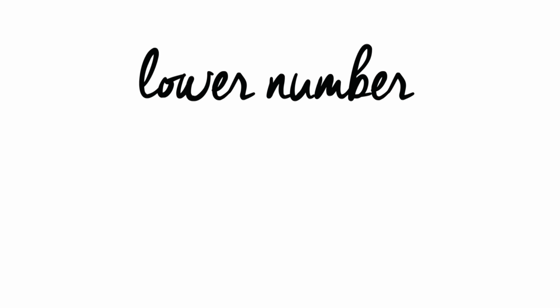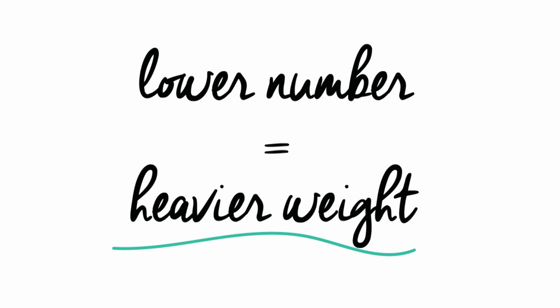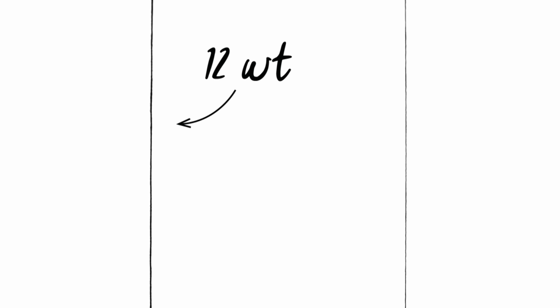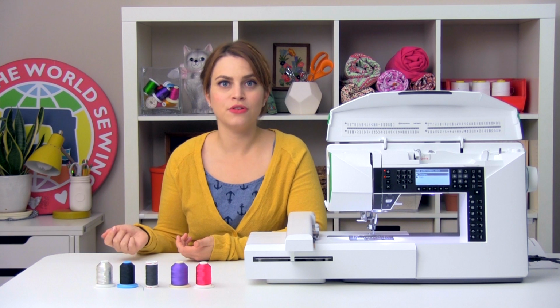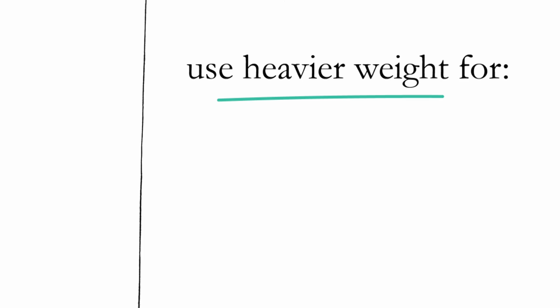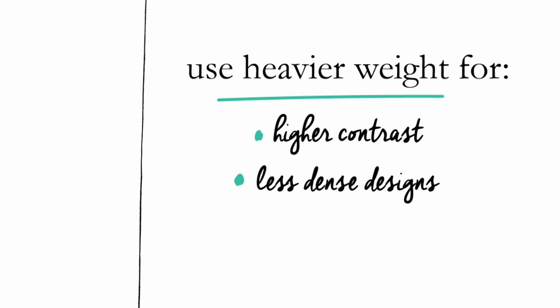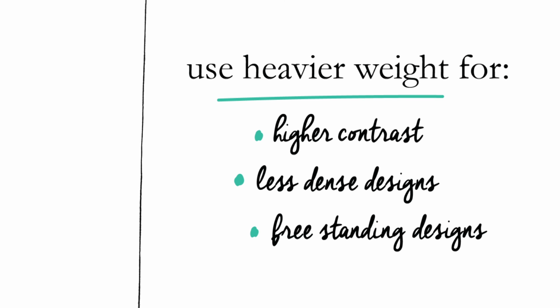If you go down in number, then that actually means that you're getting a thicker thread. So for instance, a 12 weight is going to be a heavier weight thread than a 40 weight. So why would you use a heavier weight thread? Well, let's say you're embroidering something that you really want to contrast or pop, like redwork, or something that doesn't have a lot of stitches, something that's less dense. Then you could use a thicker weight thread to make sure that that really stands out against the background. If you're doing a freestanding design, like freestanding lace or crochet, those can sometimes benefit from having a heavier weight thread because there's more heft and support since it's just the thread that's supporting the project.